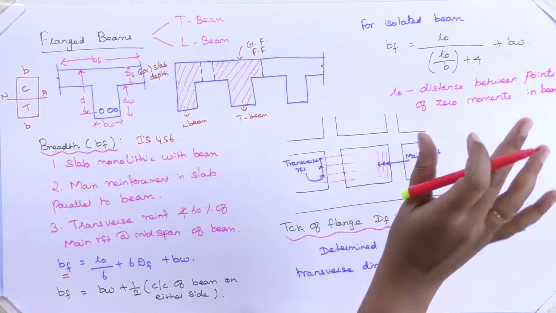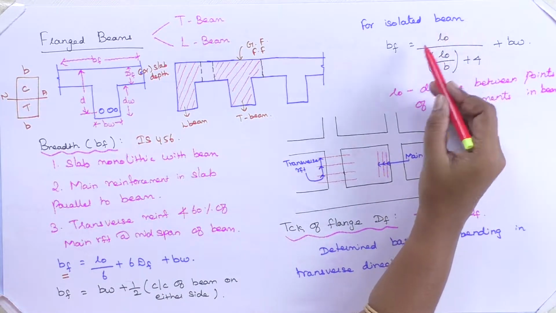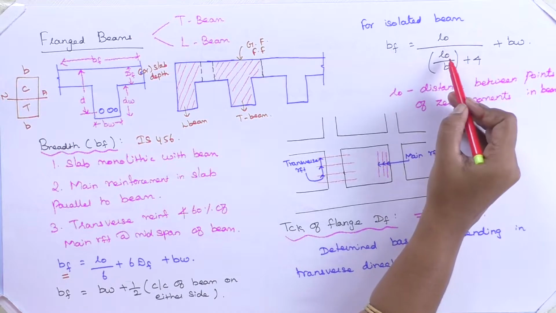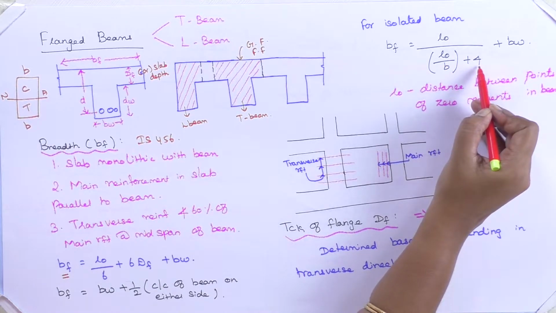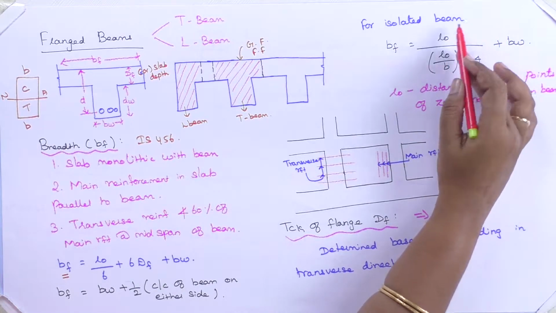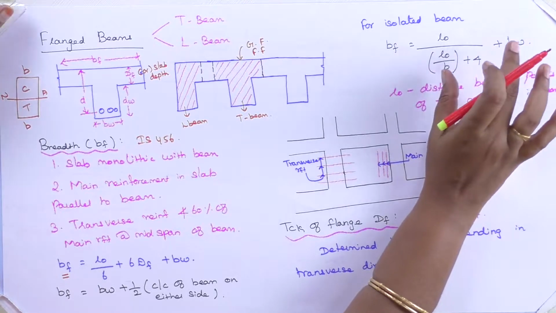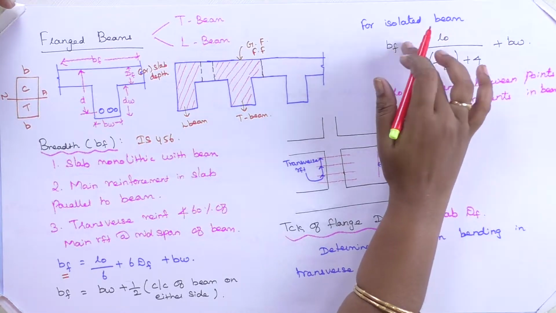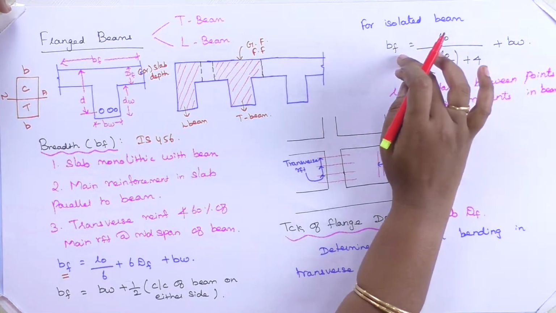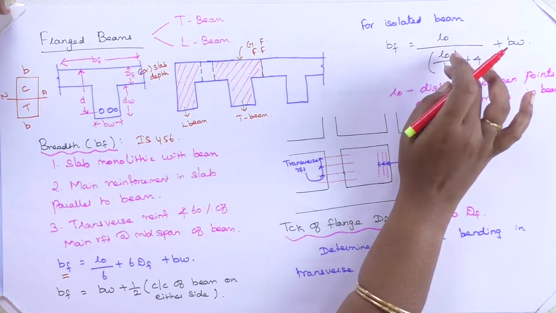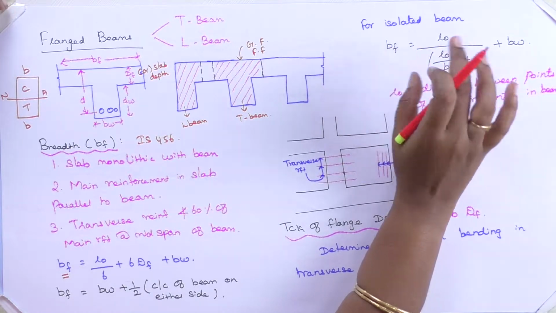If it is an isolated beam, you can go for B effective as L0 divided by (L0 by B plus 4), plus BW. You can take this value also. This is what you need to calculate the B effective value. It is not directly known to us because it is not a rectangular beam.